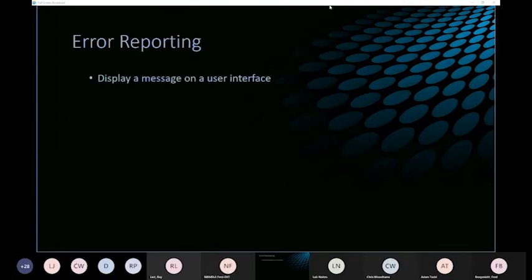All right, so the next part is reporting errors. That's where we want to tell somebody what happened. Usually the user interface, we're going to target that with some kind of message pop-up or some kind of status field on that interface.